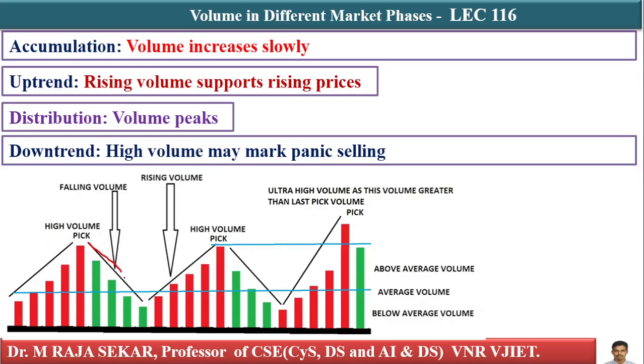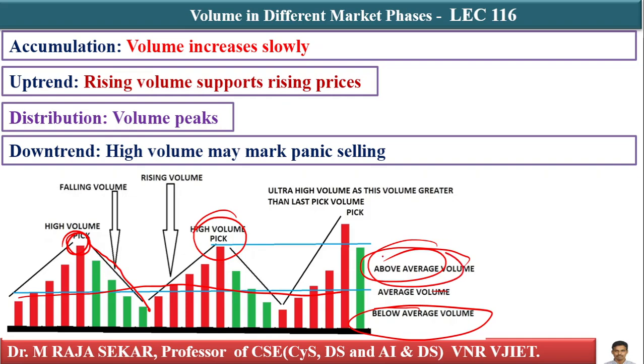This is falling volume. This is high volume, isn't it? This is a high volume peak, just above average volume. This is average volume. This is below average volume. This is above average volume. Anyway, in the next lecture, I will discuss the OBV indicator also.